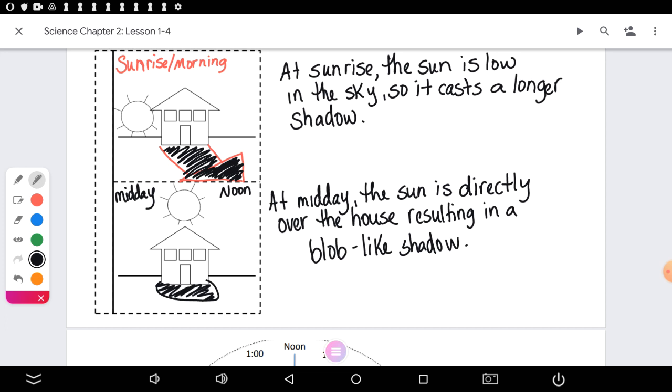Fisher? Sun rises in the east and sets in the west. So it depends which way the house is facing. Yeah, but sun rises in the east, sets in the west.